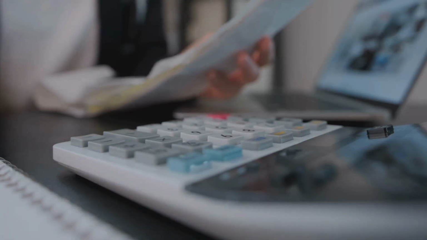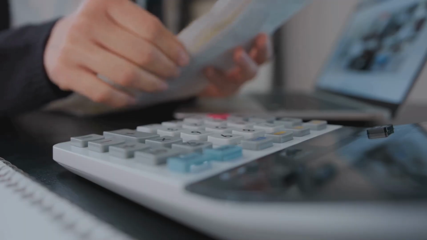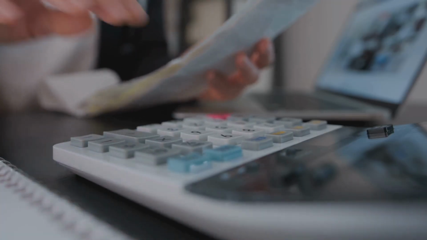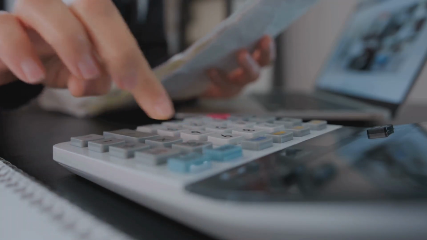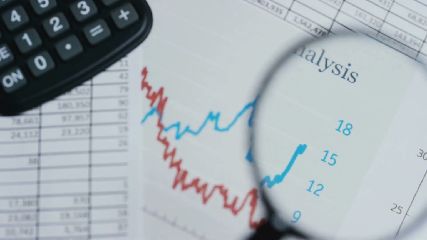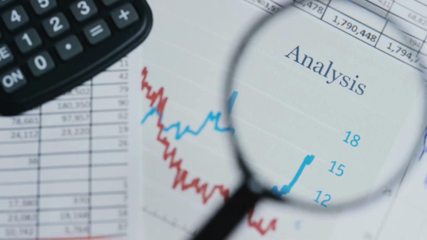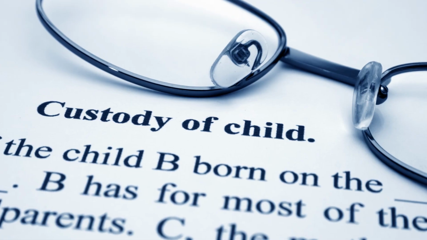Form 2. Financial affidavit. This is a detailed financial disclosure. There are 2 versions. Short form, for simpler cases. Long form, for more complex finances. It includes income from all sources, monthly expenses, assets, property, bank accounts, retirement, etc. Debts and liabilities.